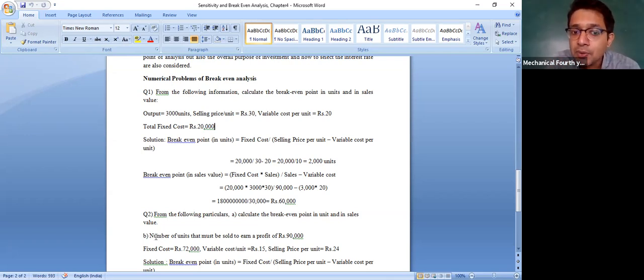Rohan, see, in this problem there is a new addition. It is asking for the number of units that must be sold to earn a profit of rupees 90,000. This is something that we didn't do earlier. Fixed cost is given as rupees 72,000. Variable cost per unit is rupees 15. Selling price per unit is rupees 24. Break-even point in units is fixed cost by contribution per unit. I think all of you can find the break-even point in units now. Please do it and tell me.